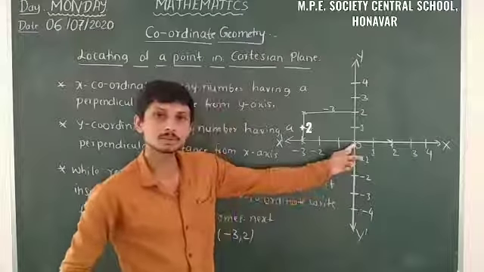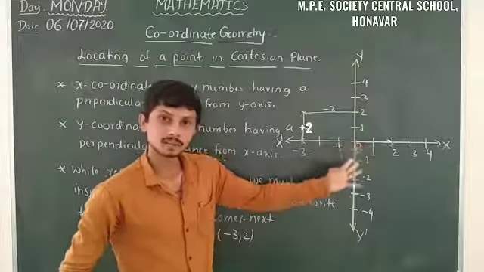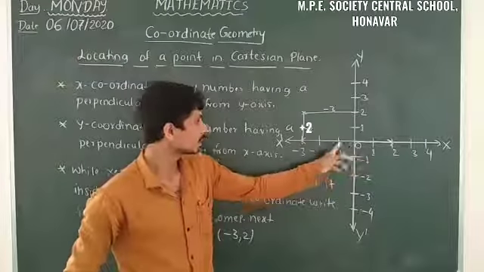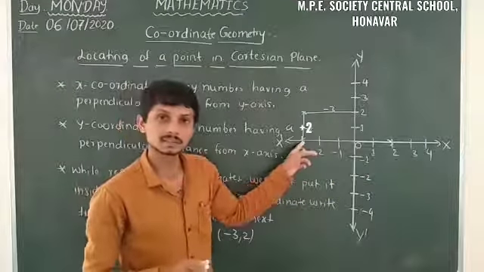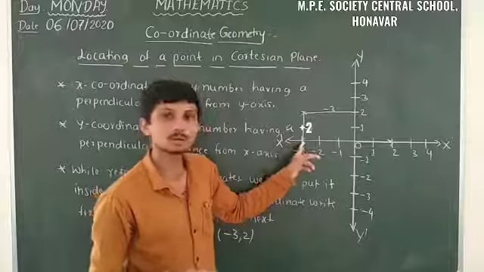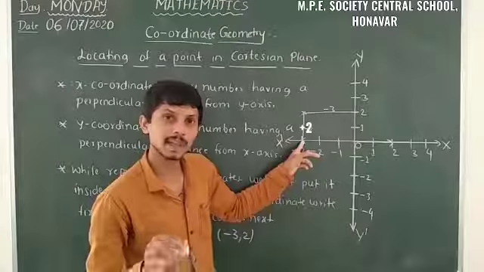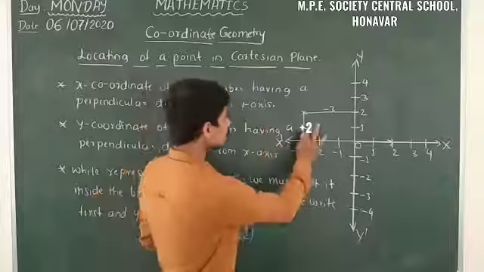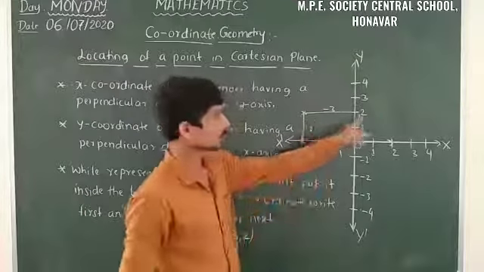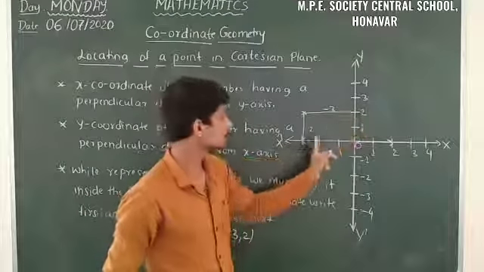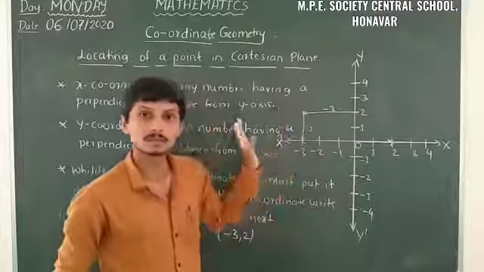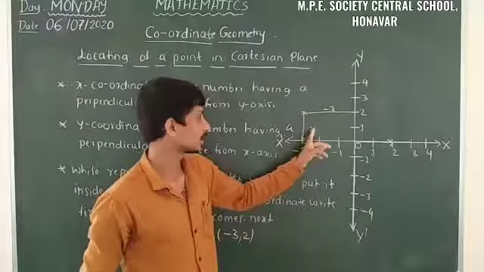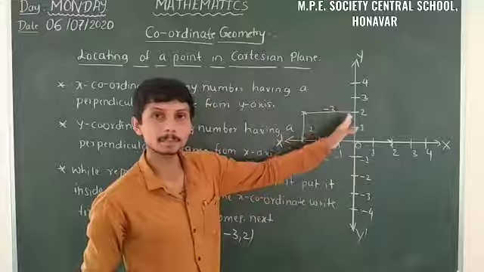So firstly we have to come with the perpendicular distance from the y-axis, that is minus 3 distance. Then after that we have to take the perpendicular distance from the x-axis, that is plus 2. So here 2 is there, plus 2 is there. That means we have to take it in a positive direction.